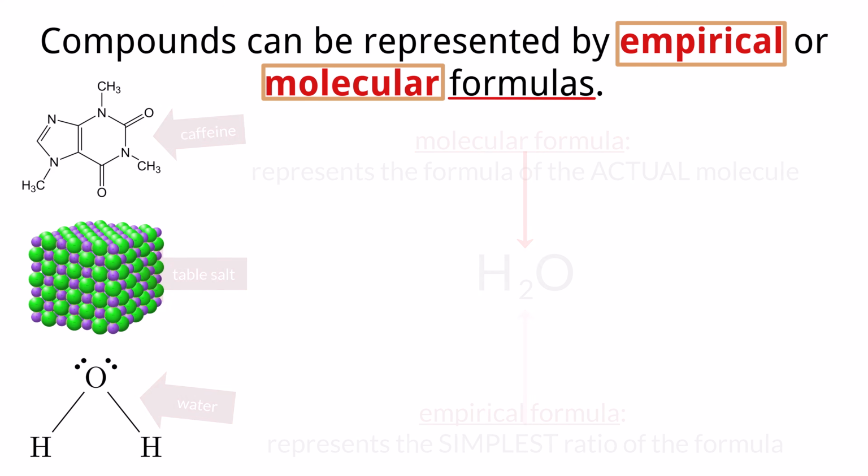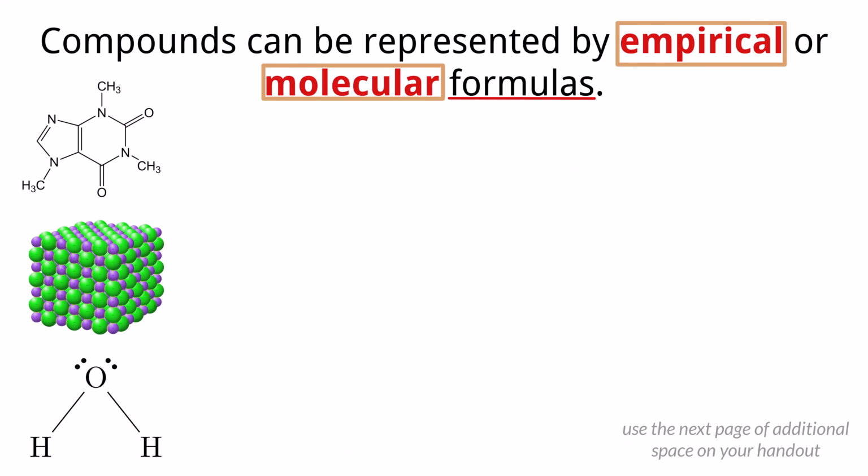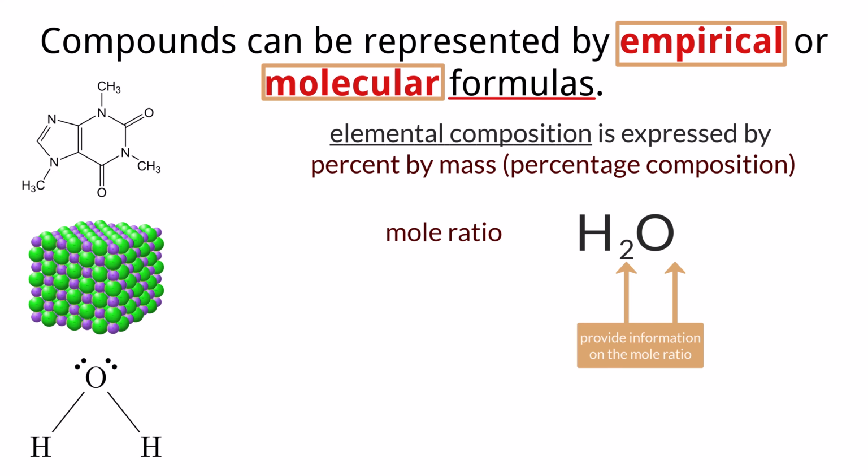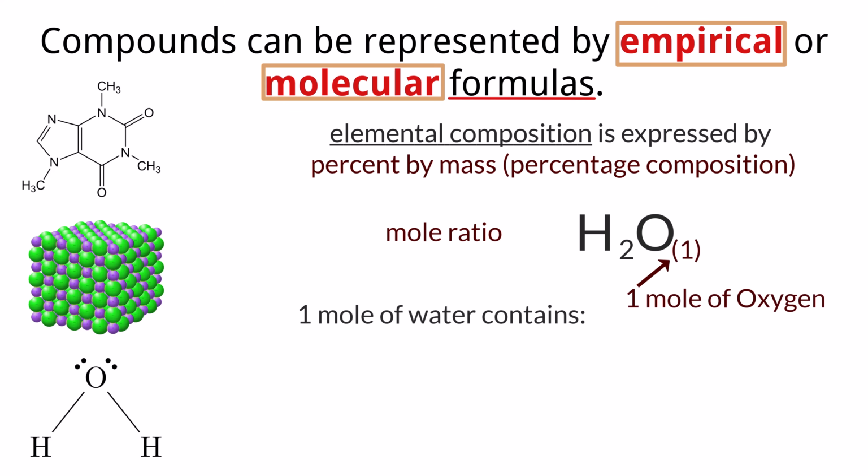We can use these formulas to help us calculate the elemental composition of molecules. Elemental composition is typically expressed by percent by mass, also known as percentage composition. We can calculate this using the mole ratio. Before we hop into an example, how is the mole ratio going to help us? Well, when you see the subscripts of a molecule, those numbers give you information on the mole ratios regarding the elemental composition. Let's take a look at the water molecule as an example. For every 1 mole of water, we will need 1 mole of oxygen and 2 moles of hydrogen. So we can use these values and relate them to the molar masses we see on the periodic table to help us calculate percent by mass.